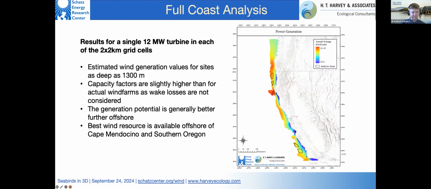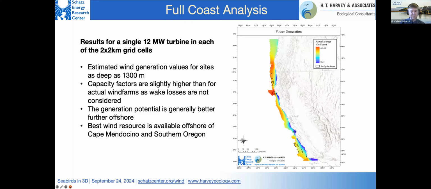Next slide, please. This slide looks at the results from our full coast analysis. Here we look at potential generation from a single 12 megawatt turbine for each of the grid cells in the study area. You might note that the colored area is smaller than the study area presented in the Seabird results. This is due to the limitations of water depth that these turbines might be placed in. Following NREL, we assume that 1,300 meters is the maximum depth for this technology, and we do not show power generation estimates beyond this isobath.